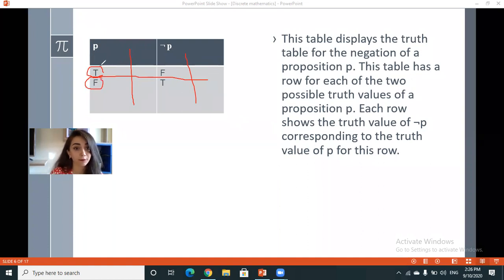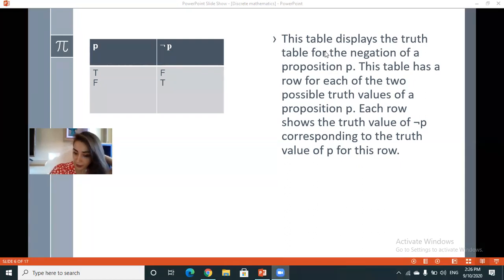If the first row is true, the negation of true is false. And the negation of false is true. This table has a row for each of the two possible truth values of a proposition P. Each row shows the truth value of negation P corresponding to the truth value of P for this row. And I think it's clear. Yes? Any unclear parts, please let me know. Okay, let's continue.